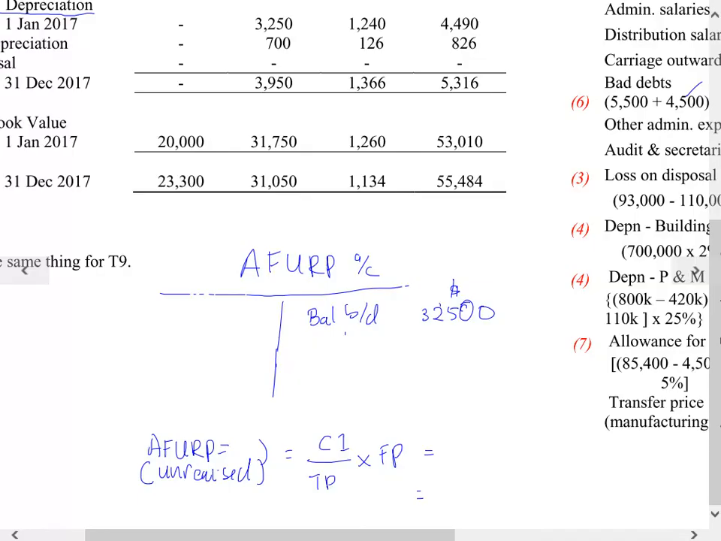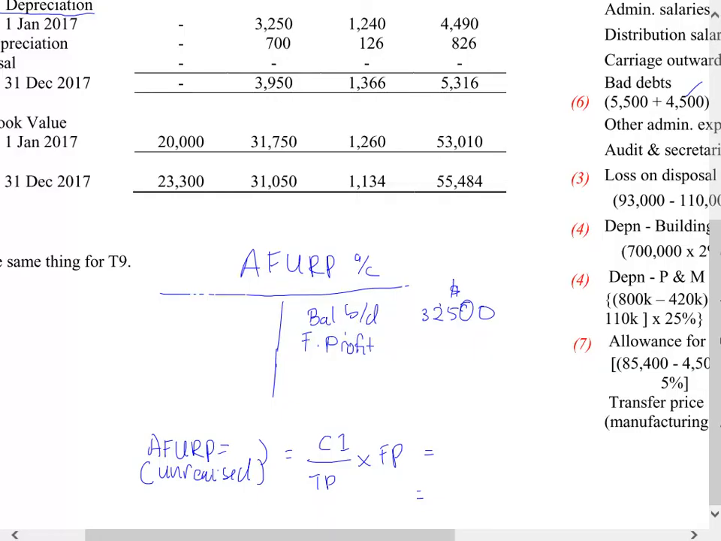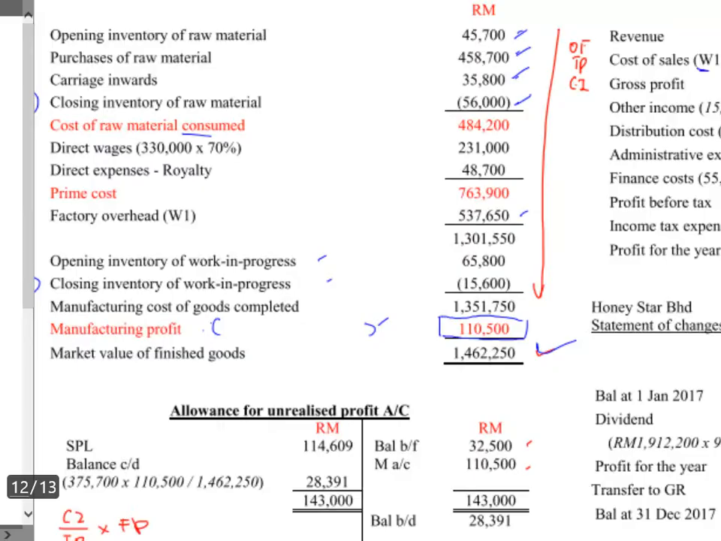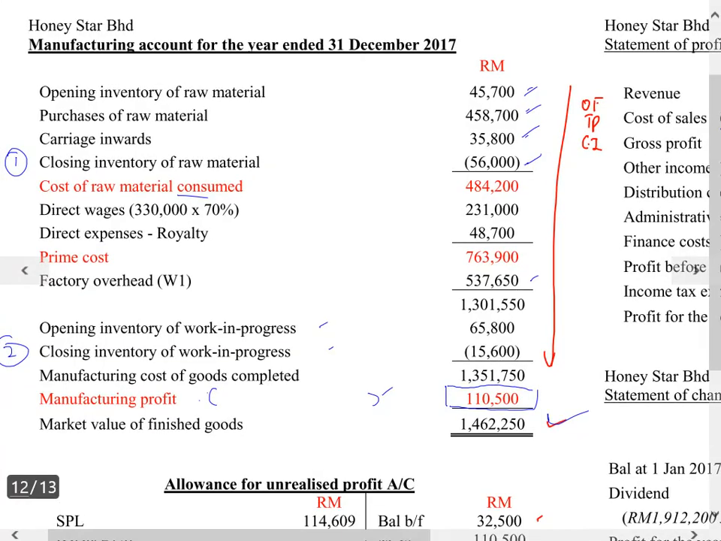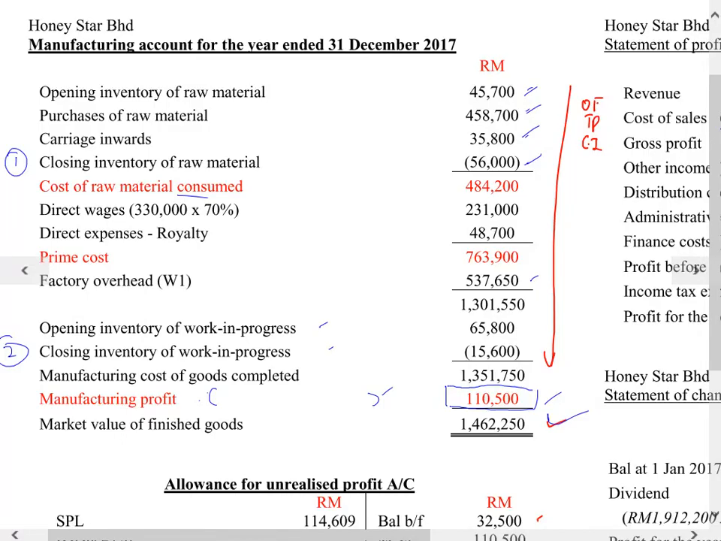Next one. Factory profit. How much is transferred? How much is recognized? Is recorded as factory profit? 110,500. In your exam, whatever the amount, just put this amount. I mean, as per your question answer. Okay, now 110,500.